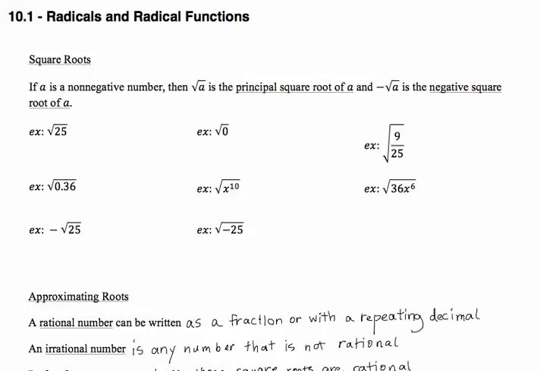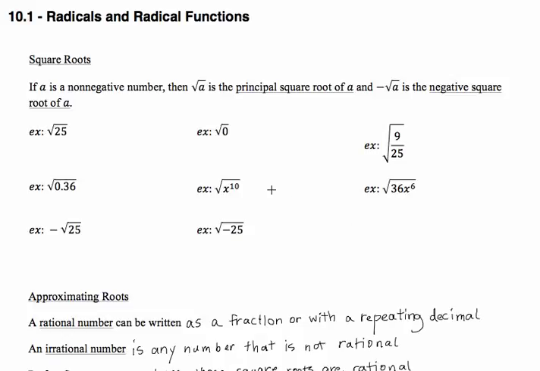In this first section, we're going to go over radicals and radical functions. I think some of this will be review, specifically ones like the first problem, square root of 25, but other parts of this will probably be new to you because we're going to expand on what you previously have learned in grade school.